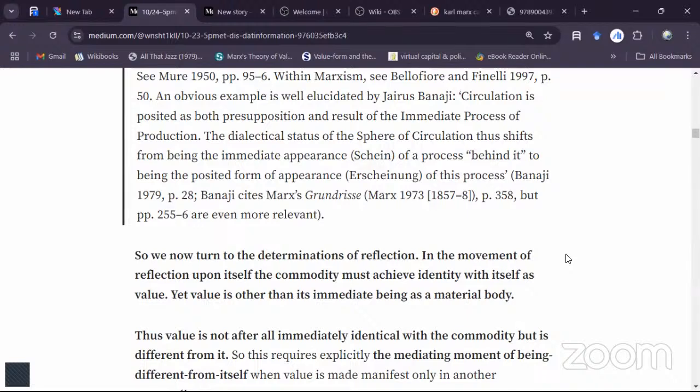That is, although you could set up the mirrors to do that, it's never a perfect reflection. It is a distortion by definition. In the movement of reflection upon itself, the commodity must achieve identity with itself as value. Yet value is other than its immediate being as a material body.